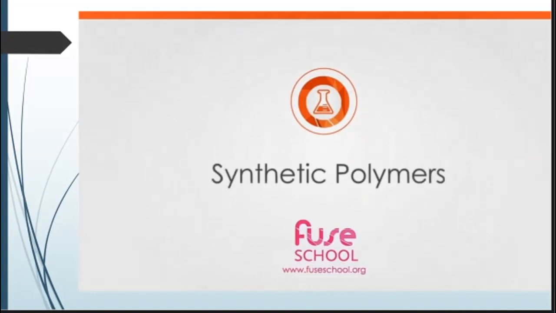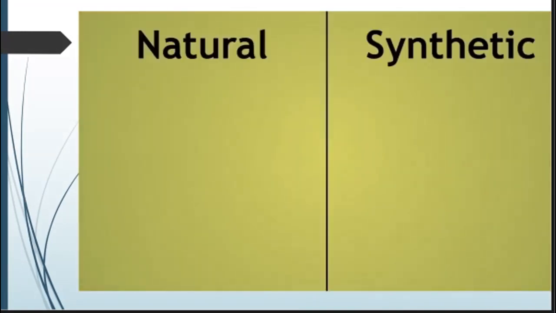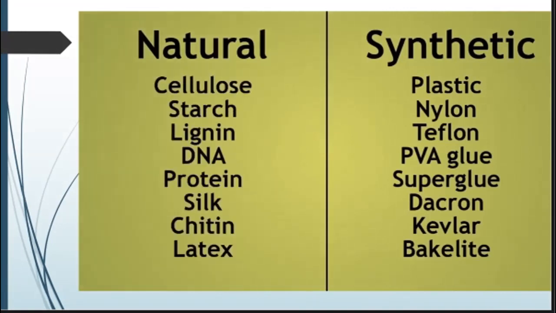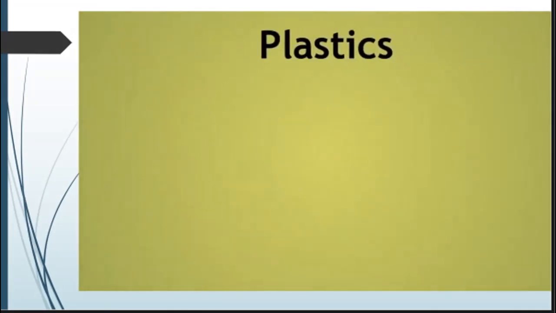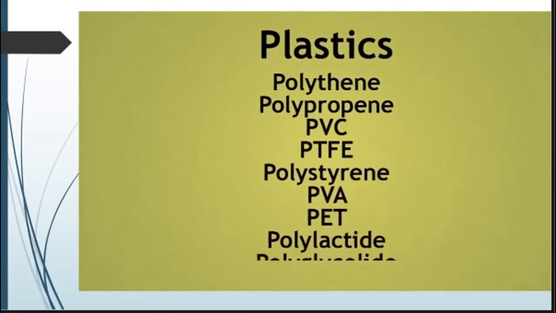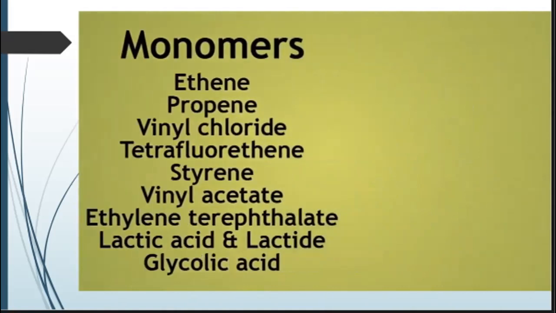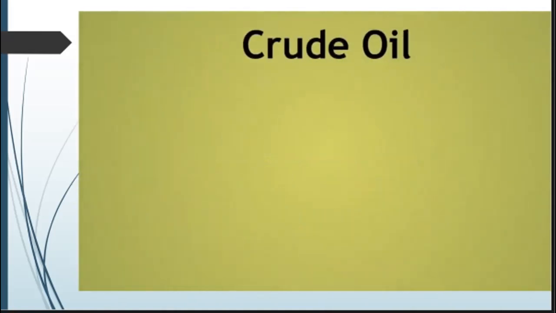In this lesson, you will learn about synthetic polymers. Unlike natural polymers, these polymers are made by humans in a factory instead of within a living organism. You are likely familiar with the term plastics. This is a broad term encompassing a wide range of polymers made of monomers derived from crude oil.